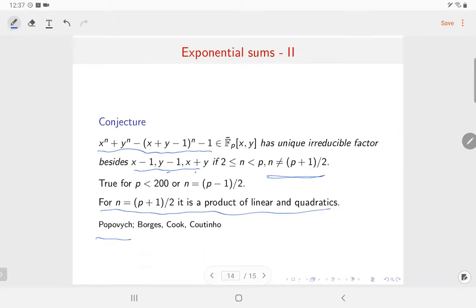But other than that, once you remove these either two or three trivial factors, the polynomial appears to be irreducible. And Popovich checked this for p less than 200. There is one case where one can actually prove that the relevant polynomial is irreducible, the case p minus 1 over 2. Borges, Cook, and Coutinho prove this. So for this one exponent, the conjecture is true. But the experimental evidence is for this conjecture, that as long as you exclude the case p plus 1 over 2, this polynomial has a couple of trivial factors, and then the rest is irreducible.